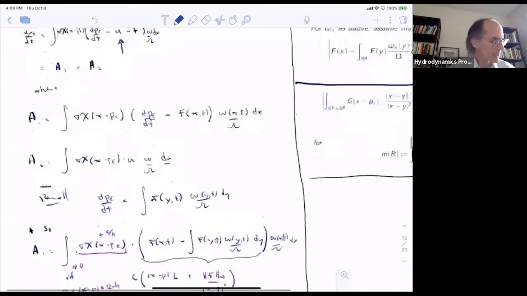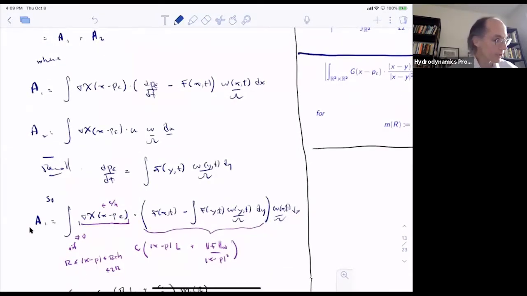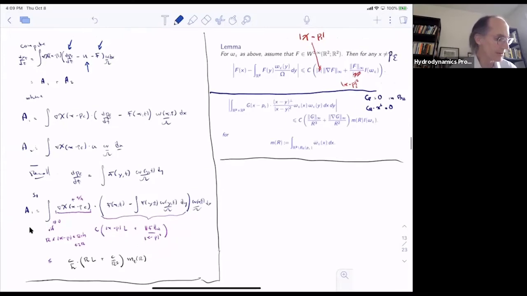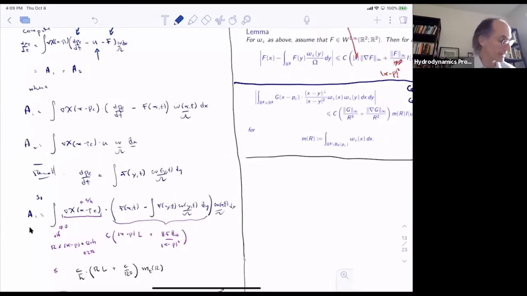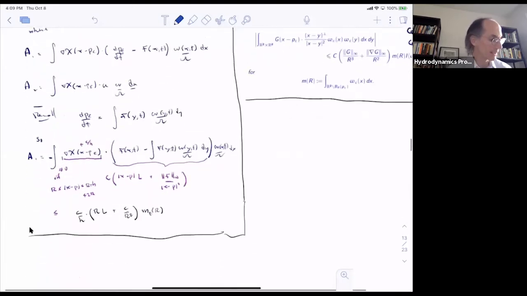Okay, and so A1, I think we did this last time. We used one of the earlier lemmas. So A1, when we recall our formula for dp/dt, then A1 involves something of this form. And there's a minus sign missing, I believe. It doesn't matter. And then we use the earlier lemma, and we get something like this. Right, this is what we get, I believe. And okay, good. And so then let's look at A2.